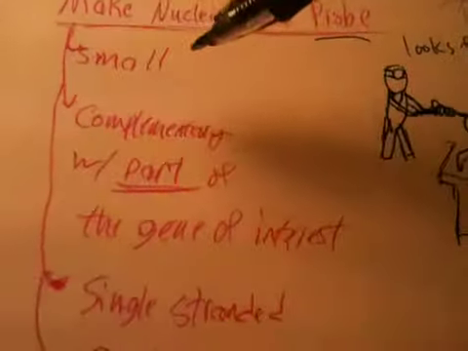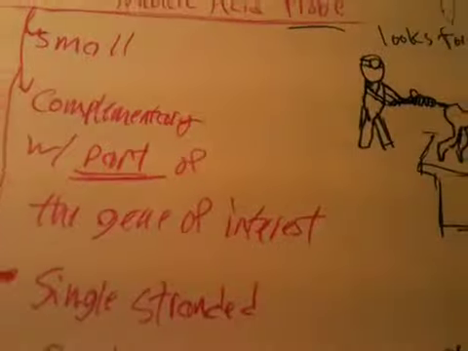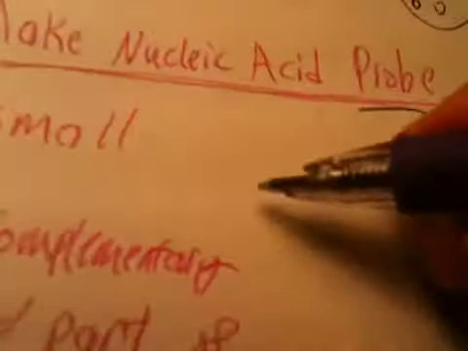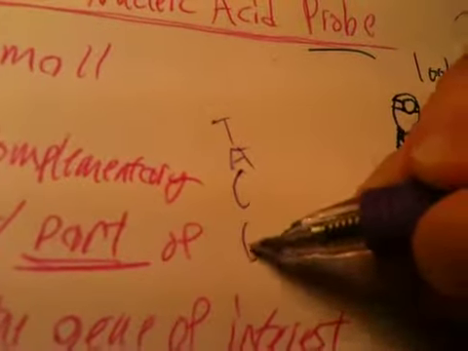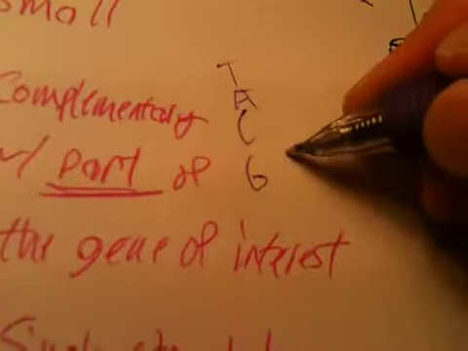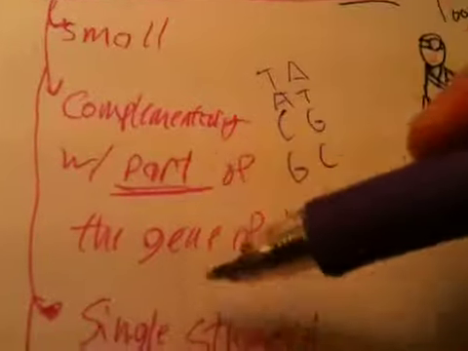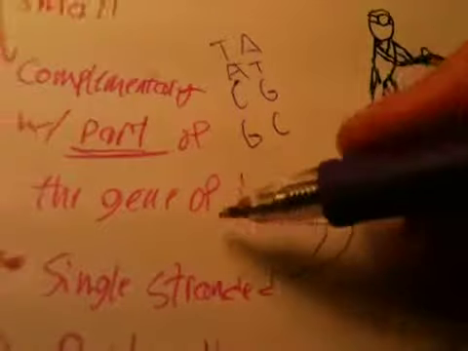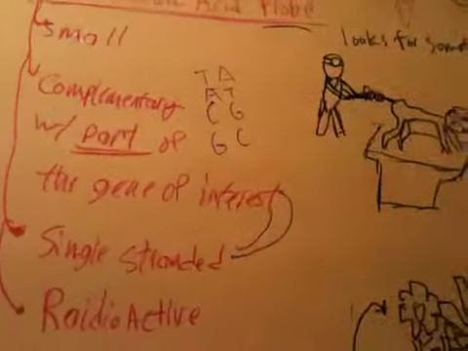So what are some features that we want to have about this probe? Well, it's got to be small. It can't be the entire long nucleotide sequence of this gene. It's got to be complementary with part of the gene of interest. So say your gene of interest has a part of it that's T, A, C, G. Then the probe has got to be C, G, T, A. It's got to be complementary with part of the gene of interest. And I think you should connect these two terms, because if it's going to be complementary, meaning it's going to bind to that gene of interest, it's got to be single-stranded. If it's double-stranded, that's not going to do us a whole lot of good.